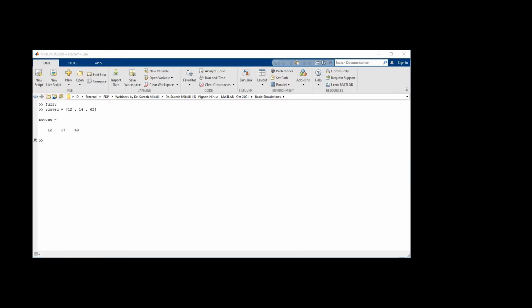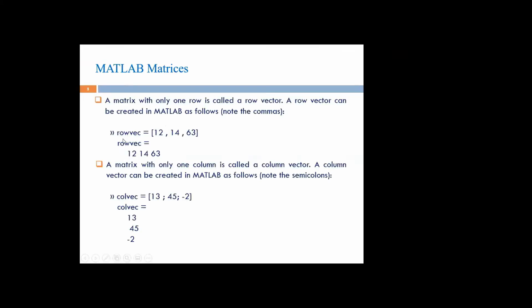If you want a column vector, 13; 45; minus 2 is given. I hope the screen is visible. So 13, 45, minus 2, you are getting column-wise. If you want row-wise, a comma will be given. If you want a column, it will be given as a semicolon. So the row is 12, 14, 63. I have shown you, so you will identify a row vector. It will be a matrix, 12, 14, 63 will come. If I want a column vector, a semicolon will be used.